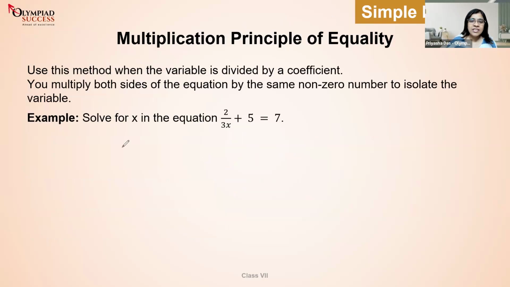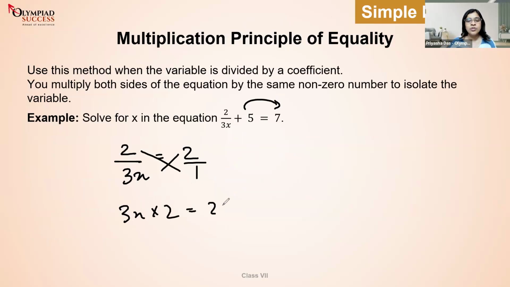The steps are really simple. It is 3x. You shift the 5 to this side, it becomes 2. Then you multiply it like this. So 2 by 1. So you get 3x multiplied with 2 is equals to 2 multiplied with 1. 6x is equals to 2 and x is equals to 2 by 6. Answer becomes 1 by 3.